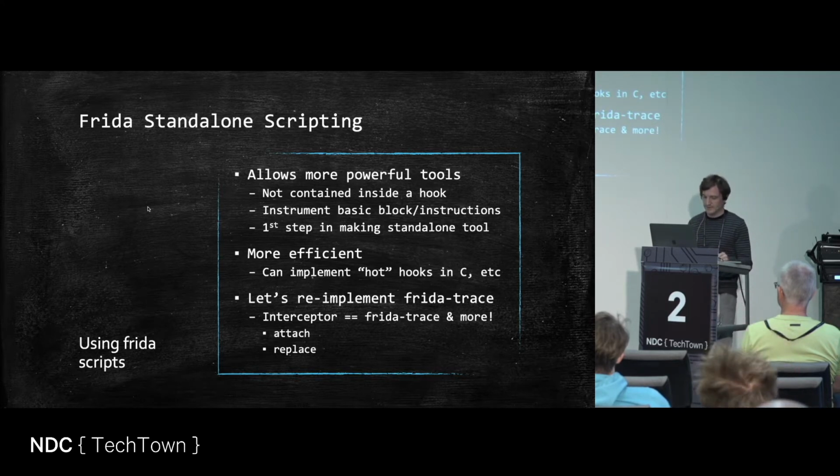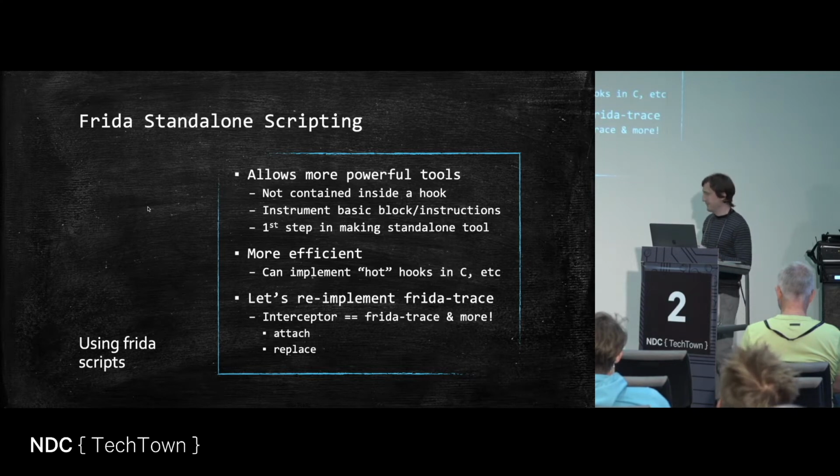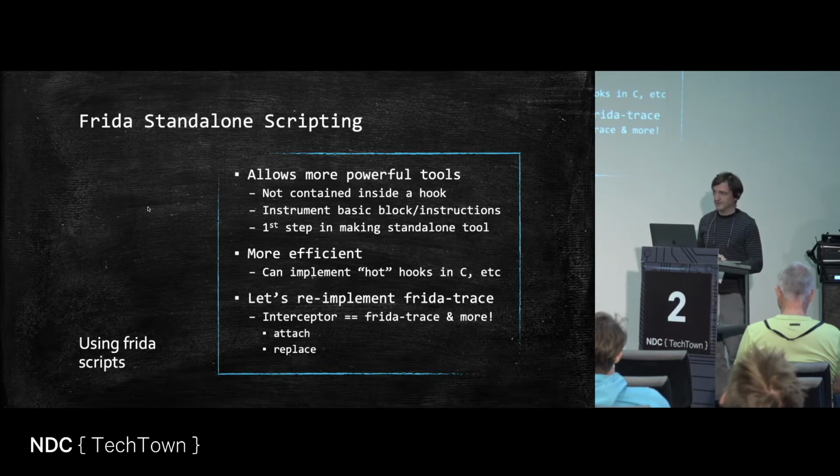So for instance, you can define functions. Say you found some function you're interested in and you want to call that function. You can define that as a native function inside the JavaScript and then call that separately. That might be useful for things like fuzzing, where you define the function you're interested in fuzzing and then call that over and over again with different inputs from Frida. So it's basically the first step in making a standalone tool. You can even instrument basic blocks and instructions with it.